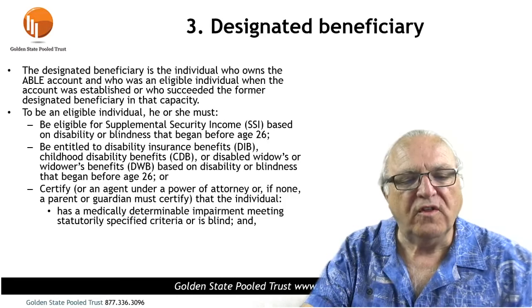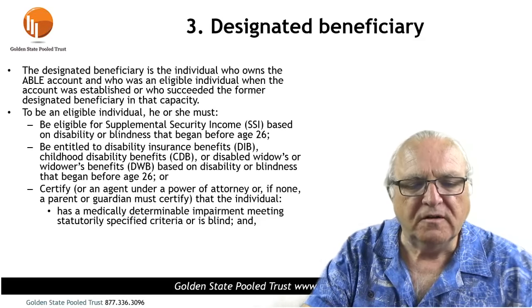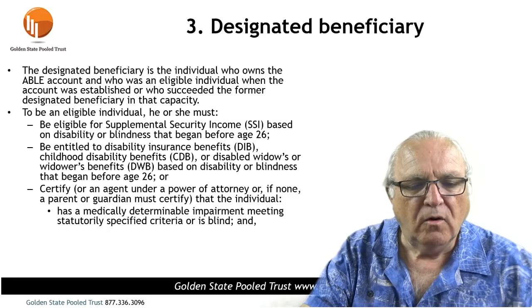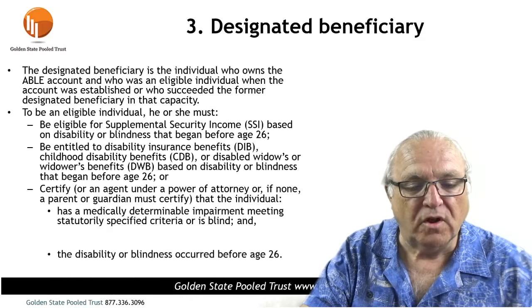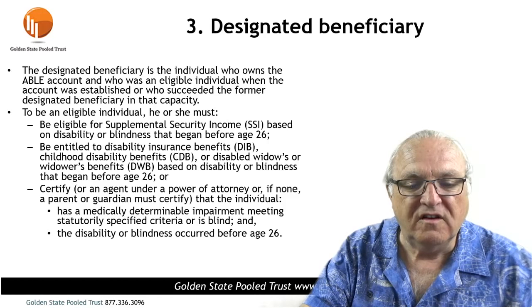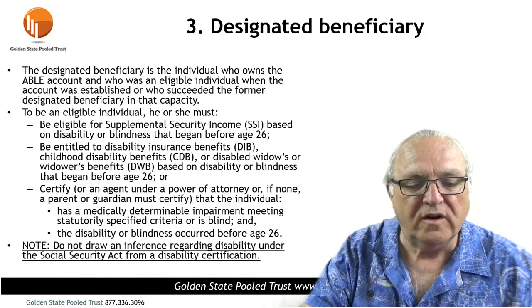And in order to do that, they have to have a medically determinable impairment, or meet the criteria of being blind, and the disability or blindness needs to have occurred before the age of 26.